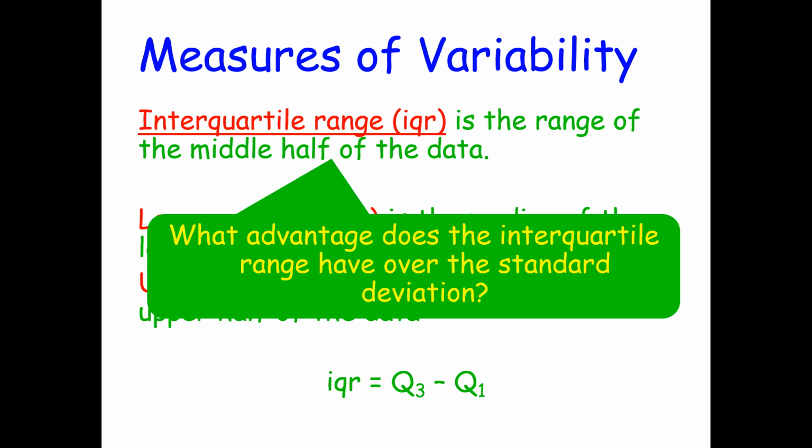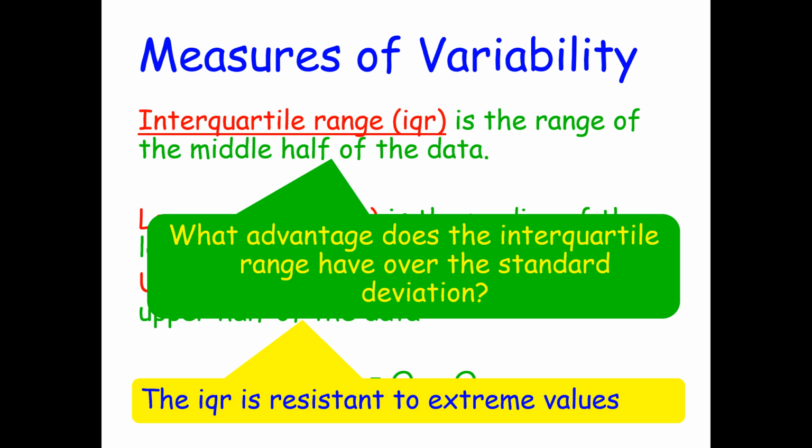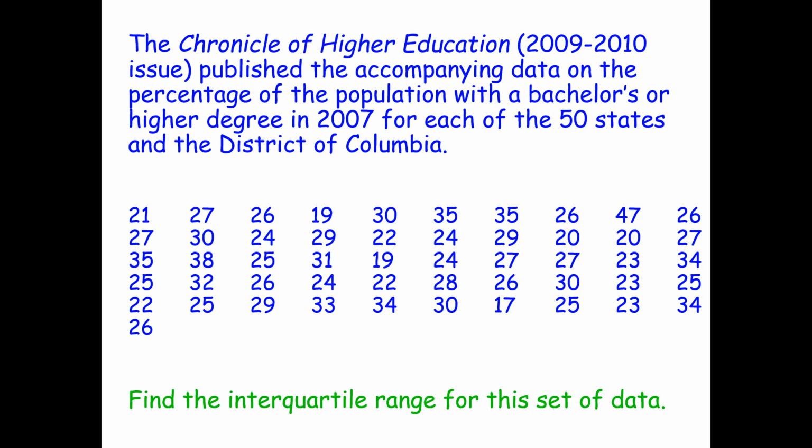So what advantage does using the IQR have? Well, the IQR is resistant to extreme values. Let's do a quick example. So here we have the Chronicle of Higher Education published the accompanying data on the percentage of the population with a bachelor's or a higher degree in 2007 for each of the 50 states and the District of Columbia. And here's the following data. So we're going to try and find the interquartile range for this set of data.